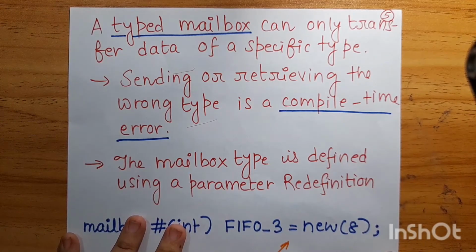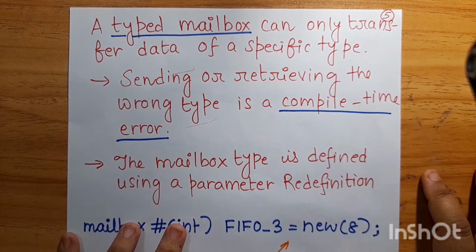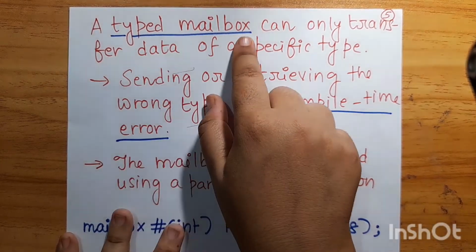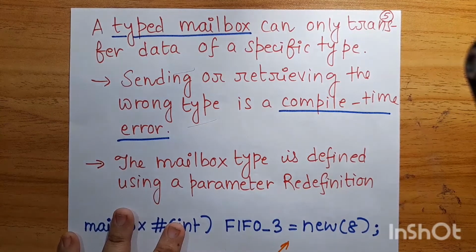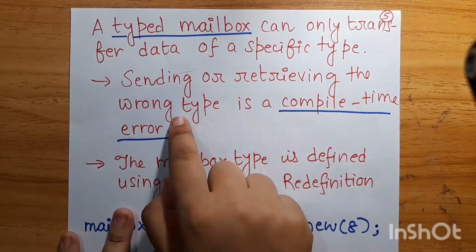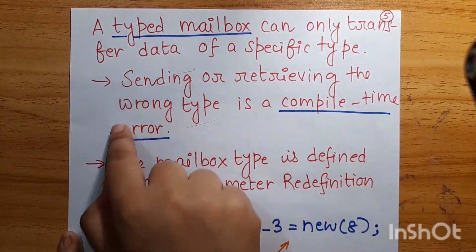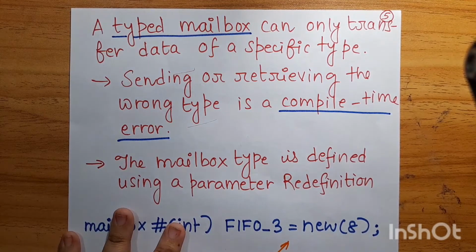Now the typed mailbox, I will show you with an example how the typed mailbox looks. A typed mailbox can only transfer data of a specific type. Sending or retrieving the wrong type is a compile time error. So here in a typed mailbox, if you send one data type and retrieve another data type, you will get a compile time error, while in the typeless mailbox, you get a runtime error.